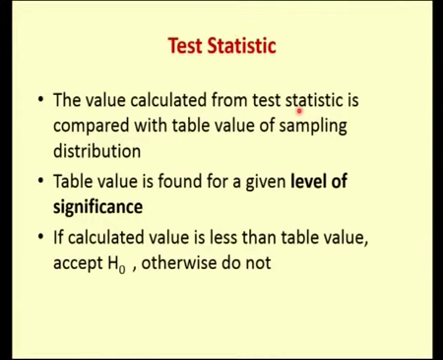Then the value you have to calculate from this test statistic, we name it the calculated value of the sampling distribution. The next step is to find the table value for a given level of significance. We will discuss this level of significance later in my lecture. So, first of all, you need to calculate your test statistic, which we call the calculated value, and then you need to compare that with the table value at a given level of significance. If the calculated value from the test statistic is less than the table value, then you accept H naught, otherwise reject it.